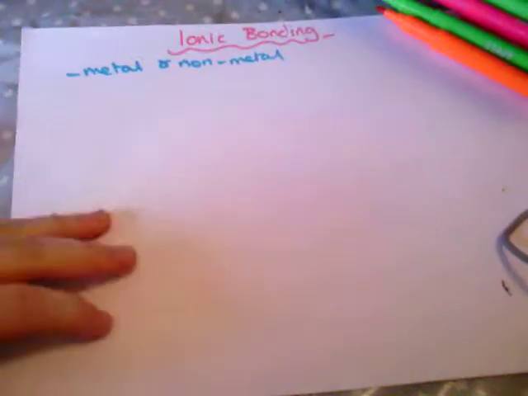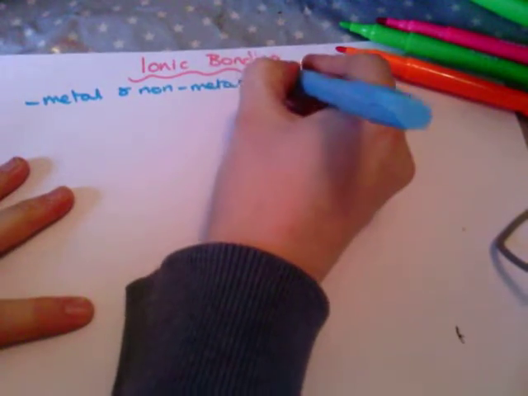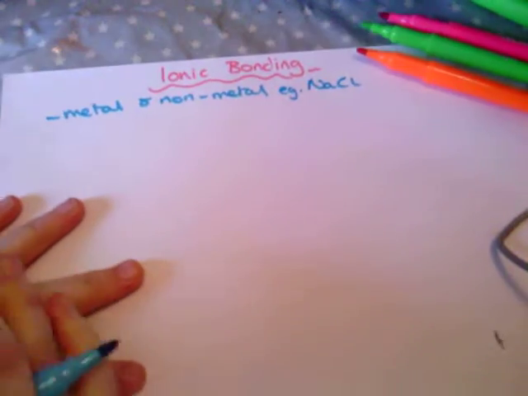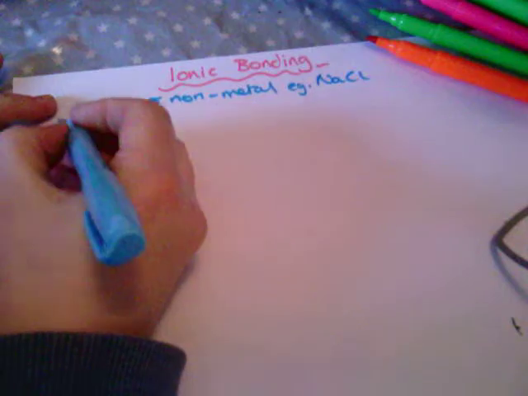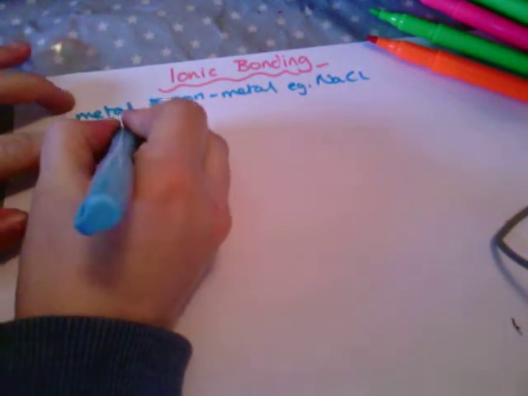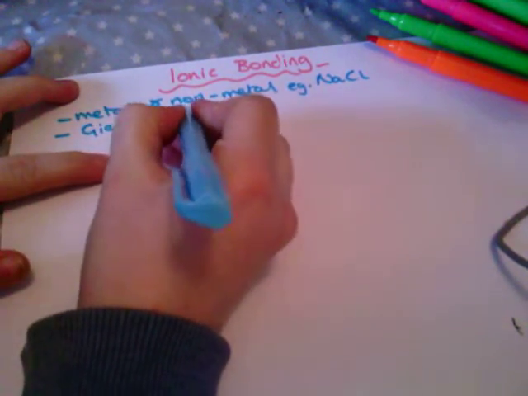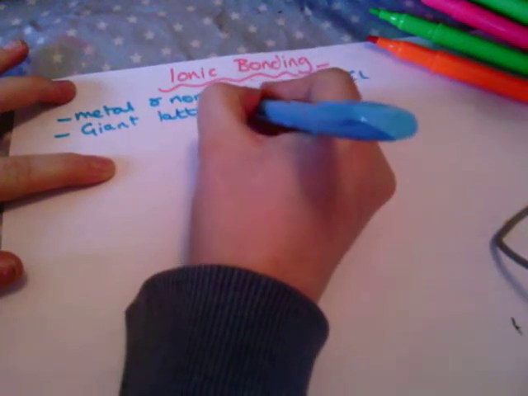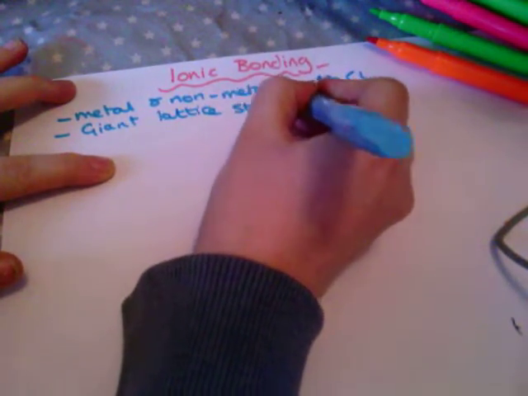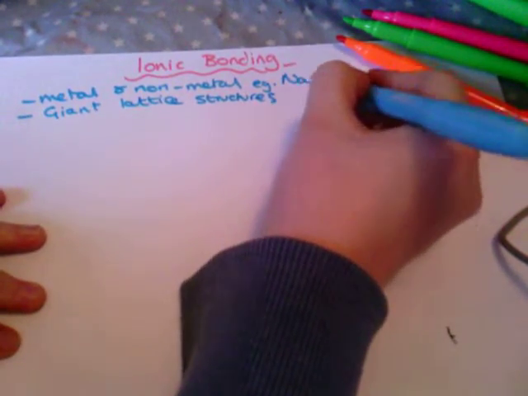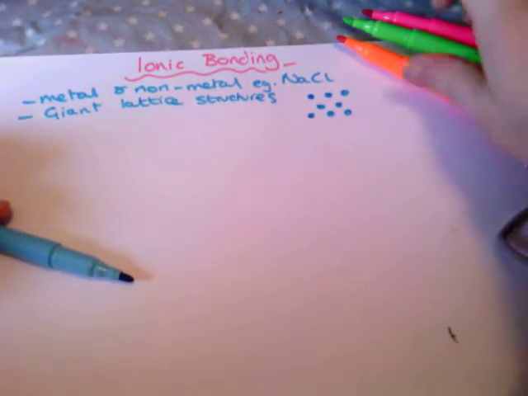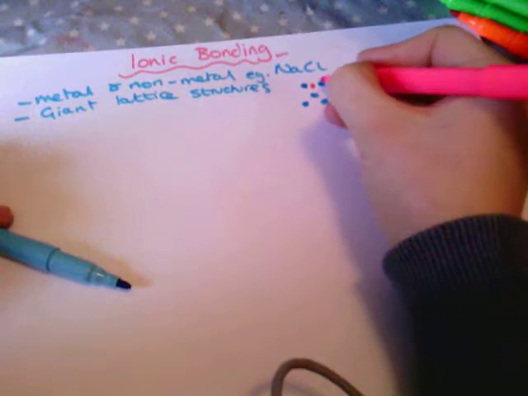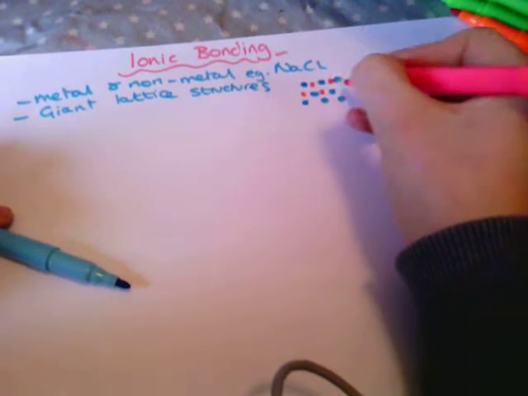Right, so metal, non-metal, we've got e.g. NaCl, and that's the example we're going to work through today. The other important thing to appreciate is that they form giant lattice structures, and that's going to be really significant when we start thinking about the properties that ionic substances have. Now, a lattice structure is basically a repeating pattern, and we basically got all these positive and negatively charged ions attracted to each other in a regular structure.